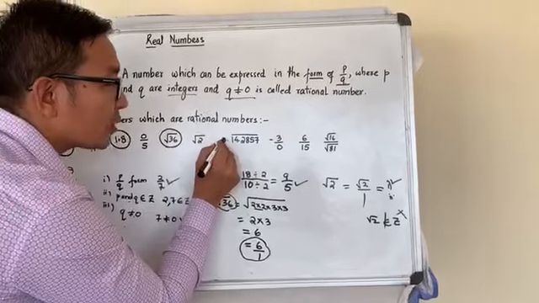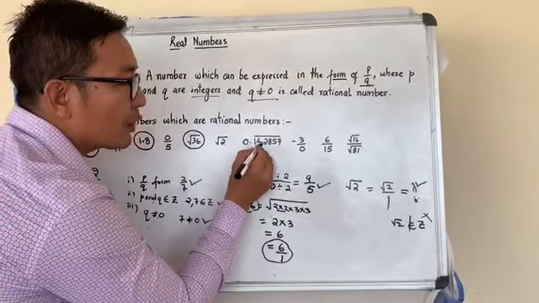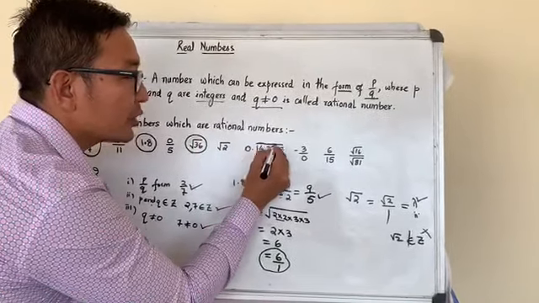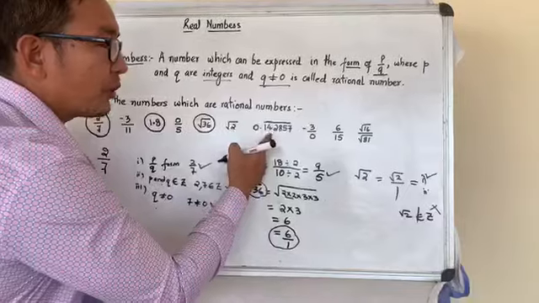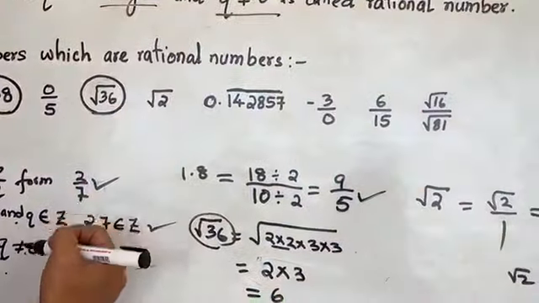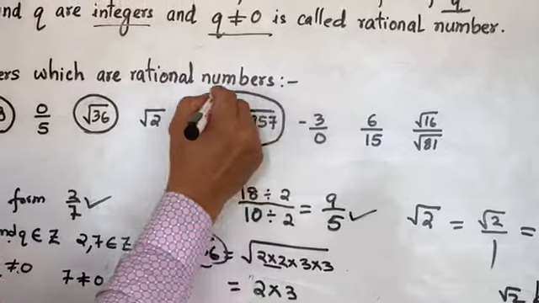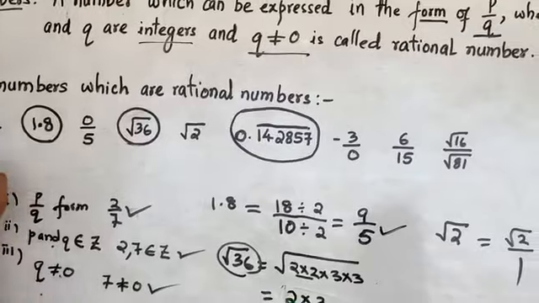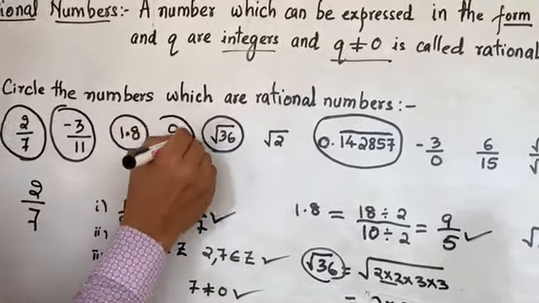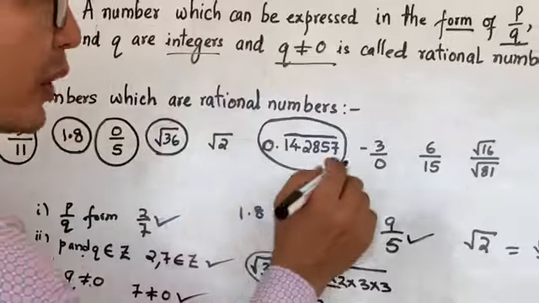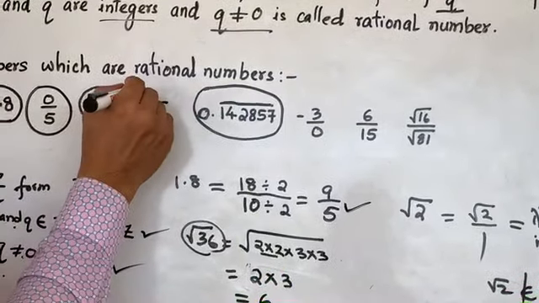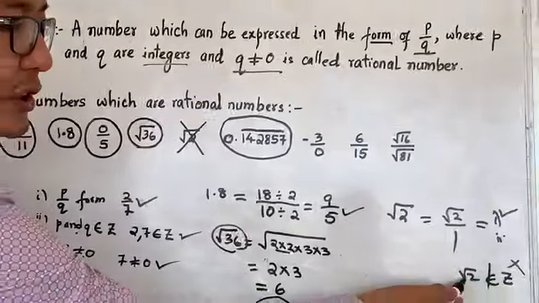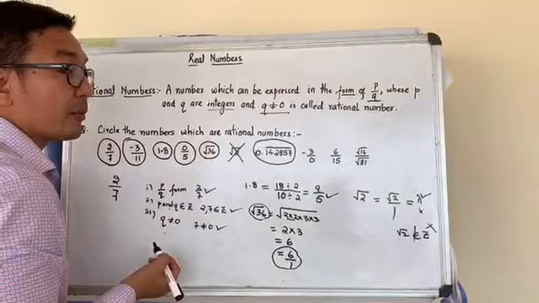What about this decimal, 0.142857, a non-terminating repeating decimal? Next, root 2 upon 3 is not a rational number, since the numerator root 2 is not an integer. So this is not a rational number.